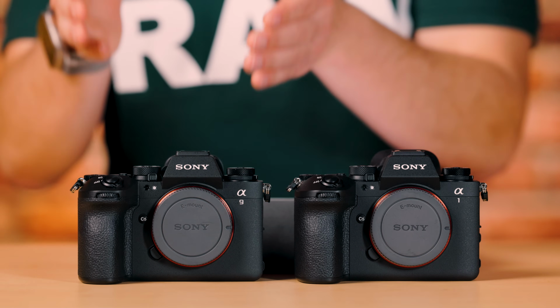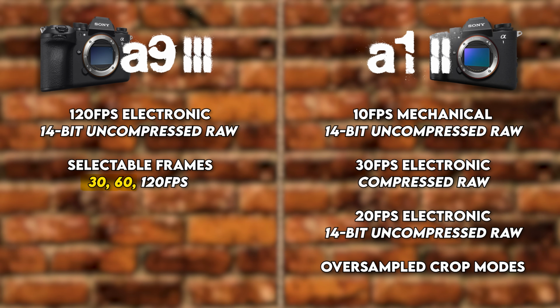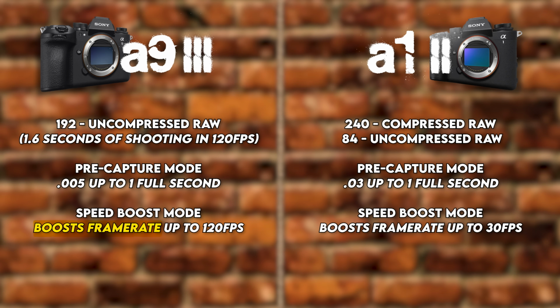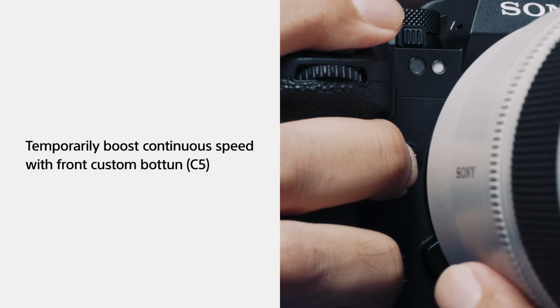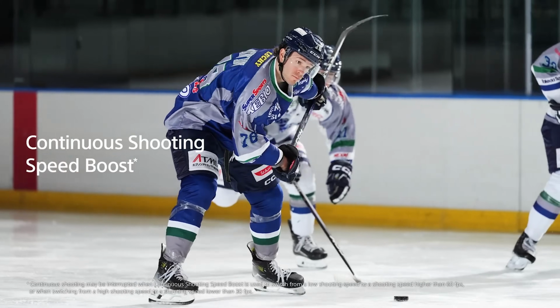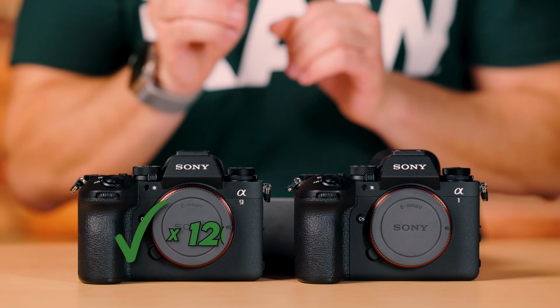Now, on the A9 III side, you could shoot in 30 or 60 frames per second, and then with one click of a button, it can jump into and speed boost to 120 frames per second. So speed boost is really speed boost with the A9 III, which means we're giving it 120 check marks.